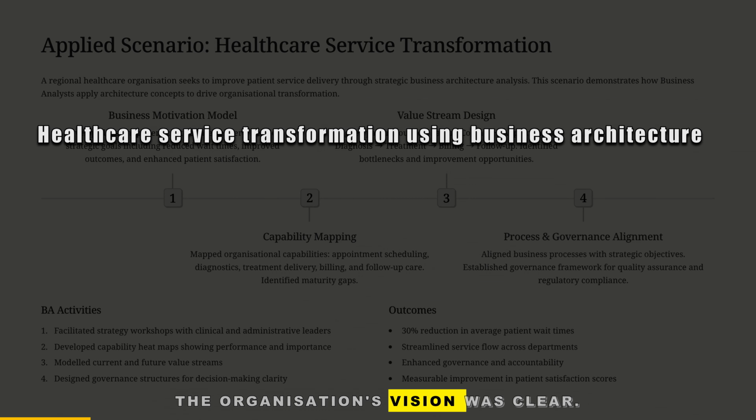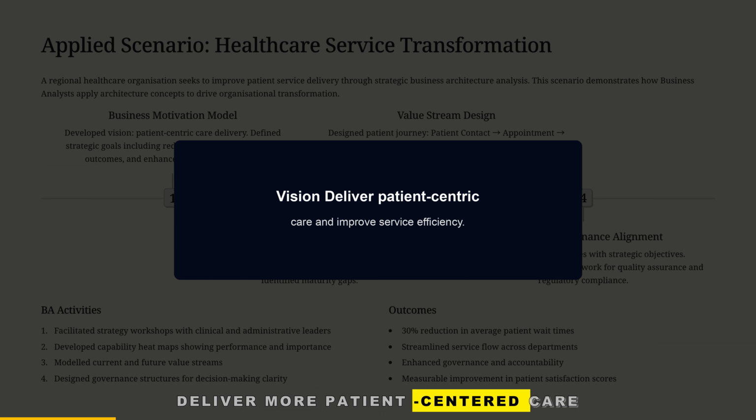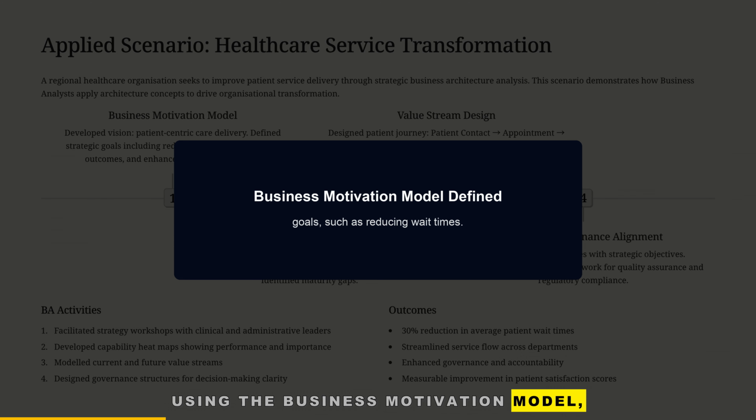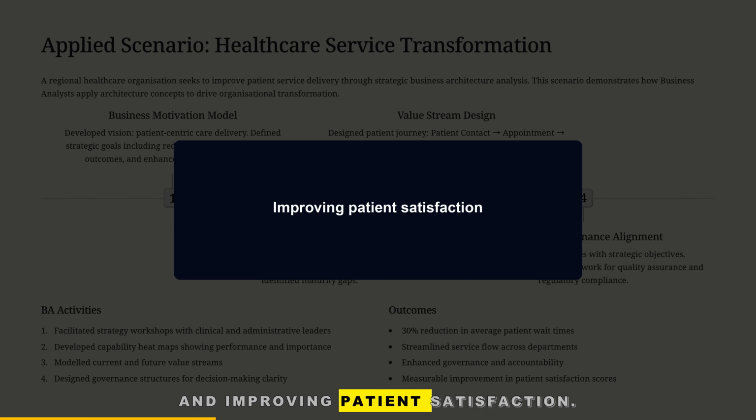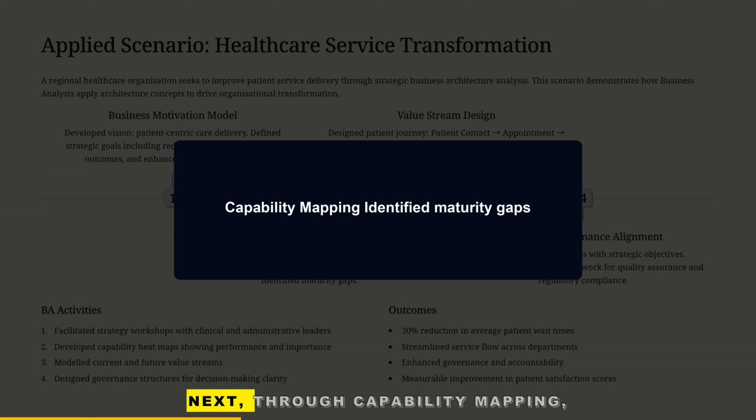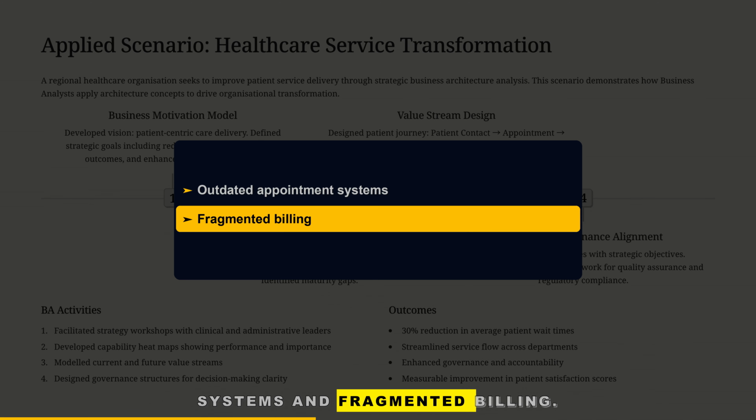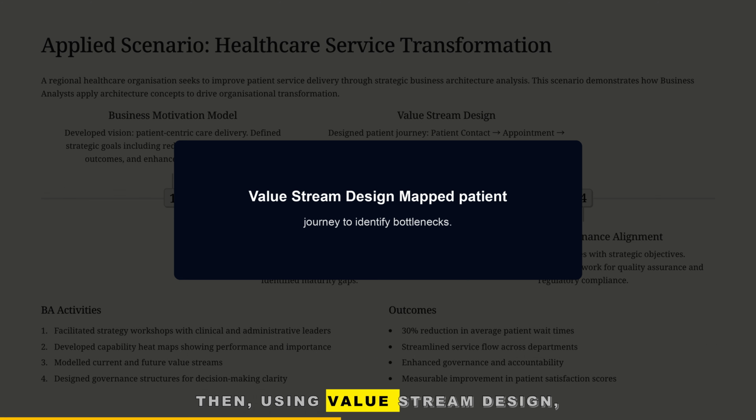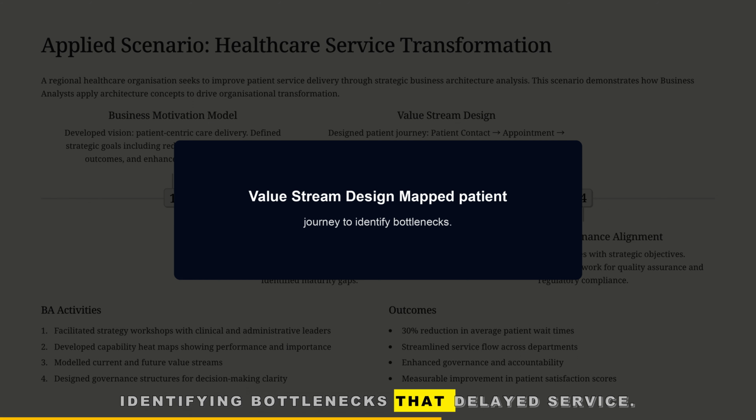The organization's vision was clear: deliver more patient-centered care and improve service efficiency. Using the business motivation model, the BA defined goals, such as reducing wait times and improving patient satisfaction. Next, through capability mapping, they identified maturity gaps, for instance, outdated appointment systems and fragmented billing. Then, using value stream design, they mapped the patient journey, from initial contact to diagnosis, treatment, billing, and follow-up, identifying bottlenecks that delayed service.